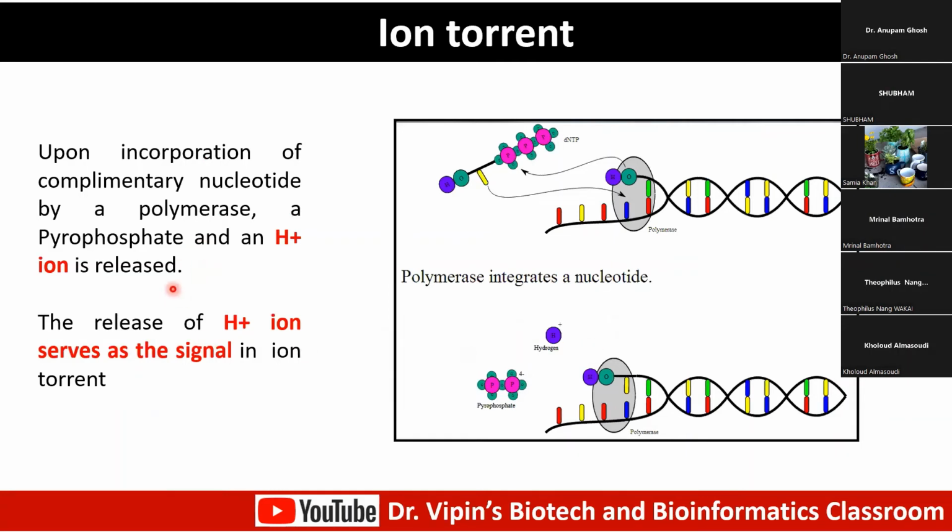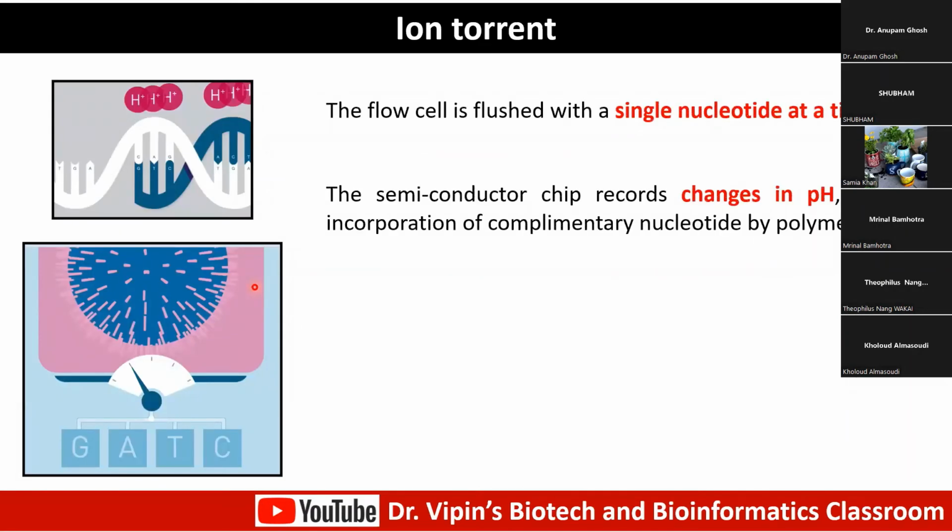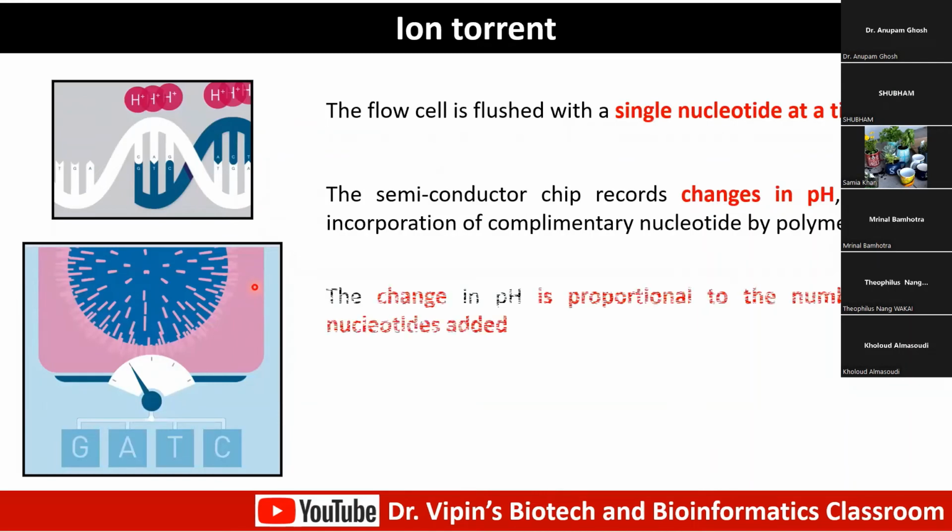So what you do here is, instead of giving all 4 nucleotides together, you give only one type of nucleotide in one cycle and look at positions where there is a decrease in pH. So that is the whole idea behind Ion Torrent. So here, the flow cell is flushed with single nucleotides at a time. The semiconductor chip records pH changes upon incorporation of complementary nucleotide by polymerase.